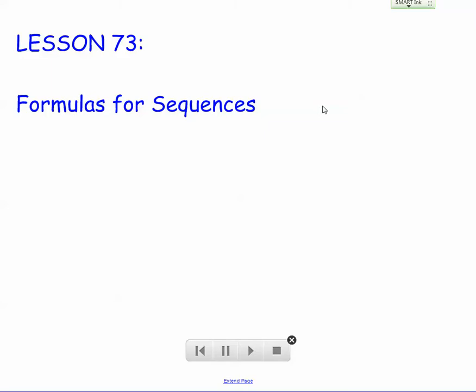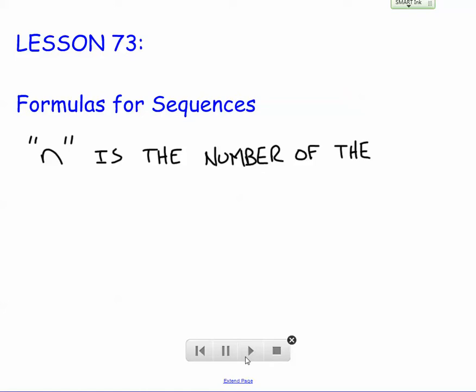Back to sequences. We've done just a little bit of work with sequences. We basically talked about the difference between arithmetic and geometric, but today I want to get a little bit more into the terminology. So here we go. When we say n, here's what we're referring to. We're talking about the number of the term.